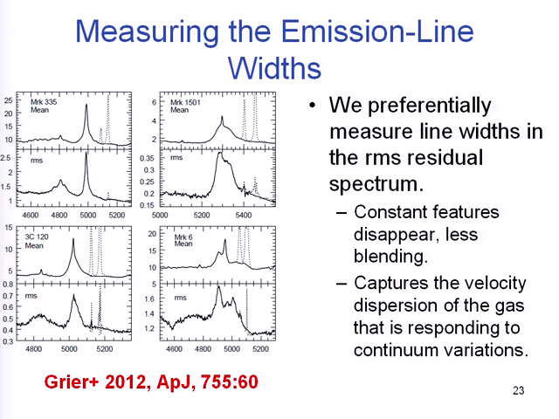Now, the other thing that we have to do is measure the line widths. The way that we generally prefer to do this with the reverberation data is, we take all of our spectra, we add them together, and we can make a mean spectrum. But we can also then isolate the variable part of this spectrum by computing the root mean squared residual spectrum. That just isolates the part that varies. So you can see the difference between, say, a mean spectrum and an RMS spectrum here. Okay, and here, for example, we looked at this one already, Markarian 335, and it's interesting to see how well the helium-2 4686 line stands out in these RMS spectra compared to the mean spectra.